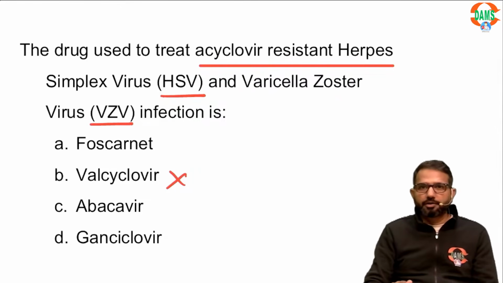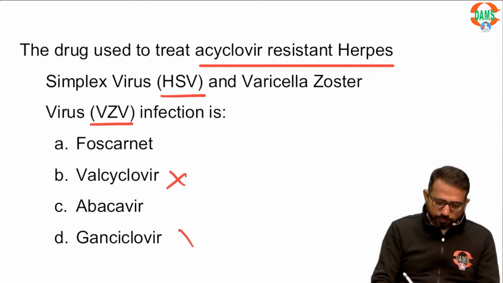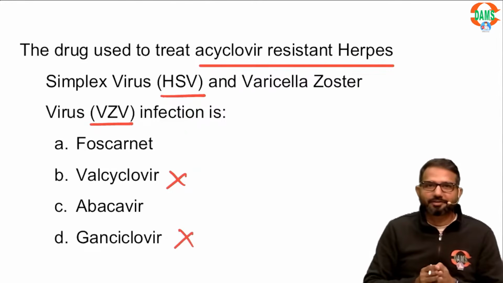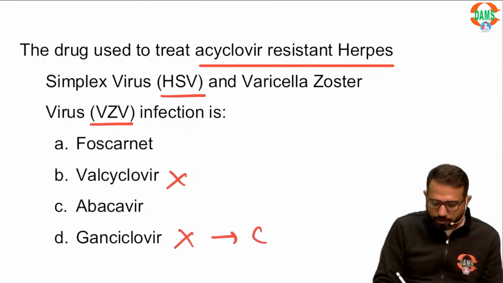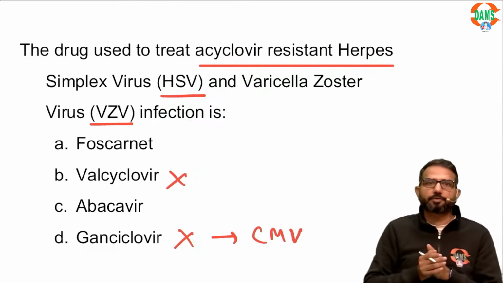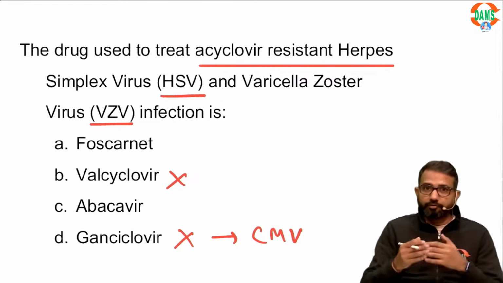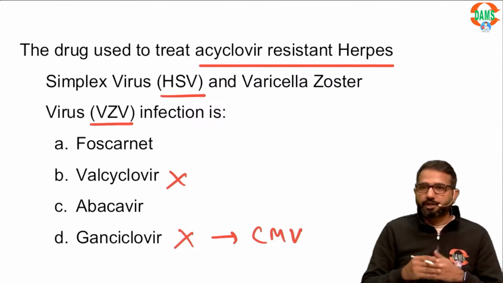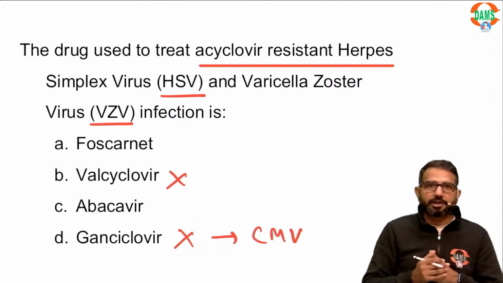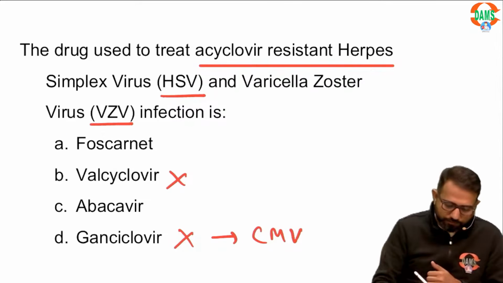You have given the answer D, but that is again not correct. Ganciclovir is the drug for cytomegalovirus. It is not for resistant herpes. So you have to find something which is not activated via the enzyme, one that acts directly. So what is the correct answer? Out of these, foscarnet.